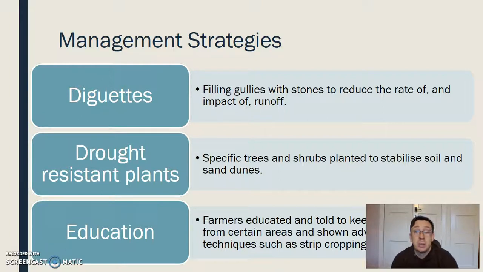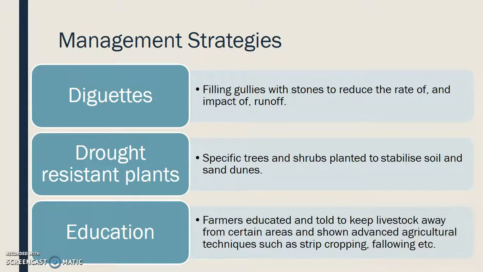If you put drought-resistant plants in place, you get specific trees and shrubs that can cope with very little water. They can stabilise the soil in these regions, they can stabilise the sand dunes, and that stops these things blowing away. It stops it being as big a problem. Again, education.